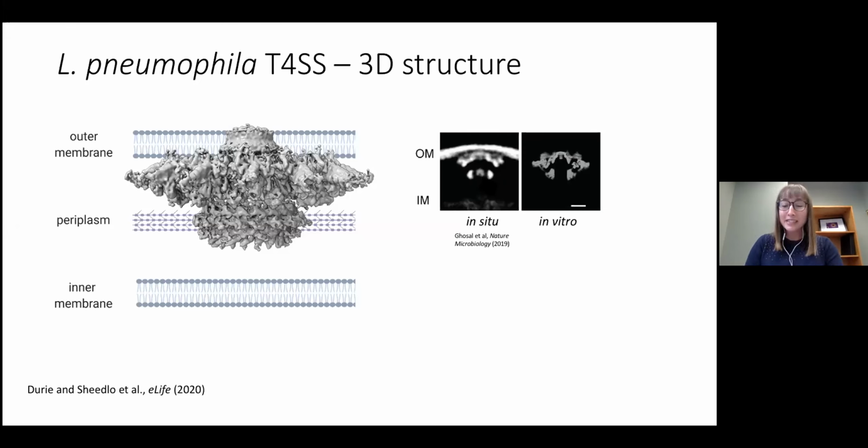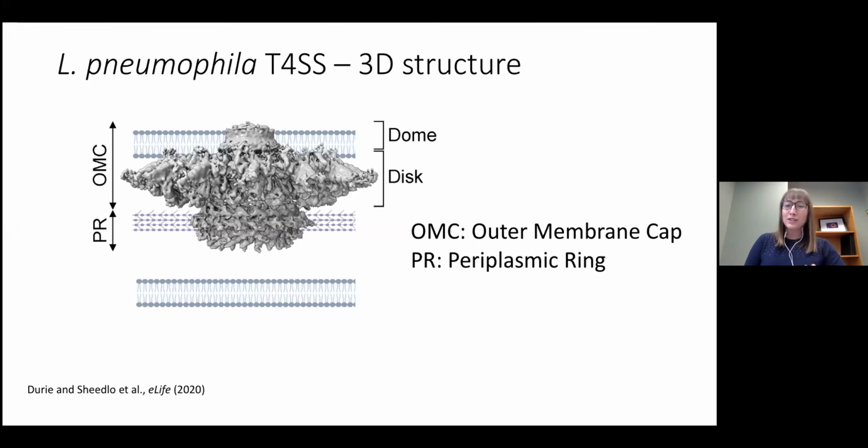So that was really promising. And then just again to review the terms, sort of the parts of this that I'll talk about as I dig into a little bit more about the data processing details. We have the outer membrane cap, which is made up of a flat disc and then a dome that sits on top of it, and then the periplasmic ring.